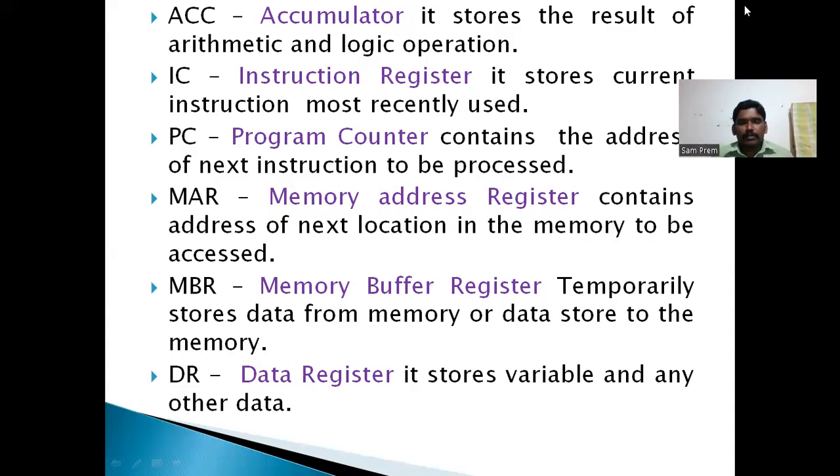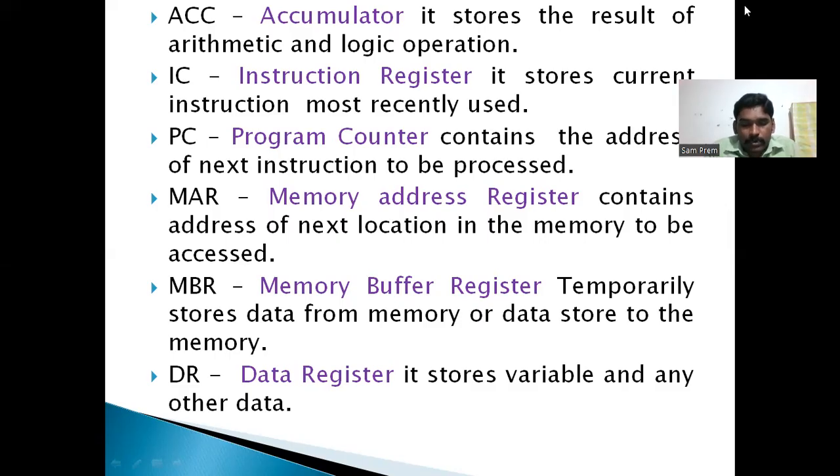Next one, MAR. MAR is the memory address register. It contains the address of the next location in the memory to be accessed. And then MBR, the memory buffer register. It stores data temporarily from memory, or data to be stored to the memory. Okay, this is the MBR. The data will be stored temporarily in the register MBR. Another one, DR. This is the data register. It stores variables and any other data in the registers. Okay, this is DR.